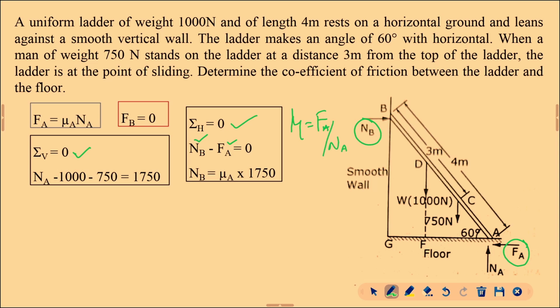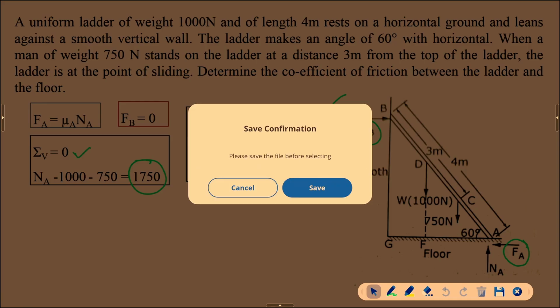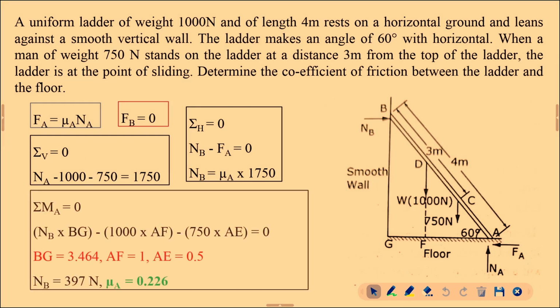Mu is nothing but FA by NA. So, here we need FA, so I can write FA is nothing but mu A into NA. NA, what we found? We found 1750. So, you can substitute and you can get the terms. Okay, so now summation of H and summation of V are over.